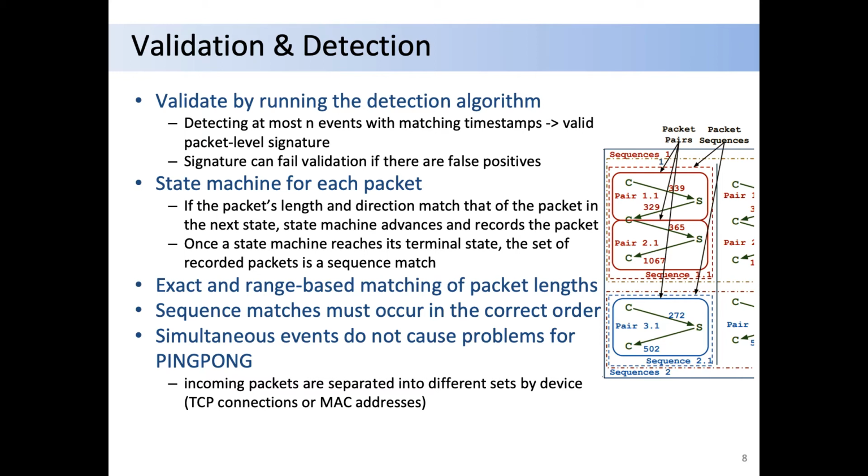The sequence matches must obviously occur in the correct order, and simultaneous events do not actually cause problems for ping-pong. This is because in the filtering stage, incoming packets are separated into different sets by device. So they're going to look at the TCP connections to the MAC addresses to prevent simultaneous events from causing problems.